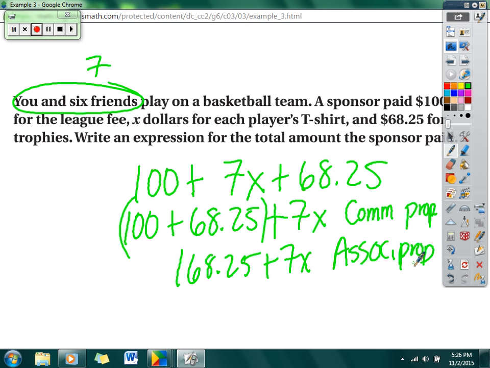And then I cannot combine any more terms because x is not a like term with something without an x, okay? So my expression would be 168.25 plus 7x. I notice the book says it the opposite way. That's fine. They may have done it in a different way by moving that 100 and the 7x instead of the opposite way. Either way, you're good to go, okay? And actually, you may not even have to put these parentheses due to the associative property, because the problem does not say that, all right?